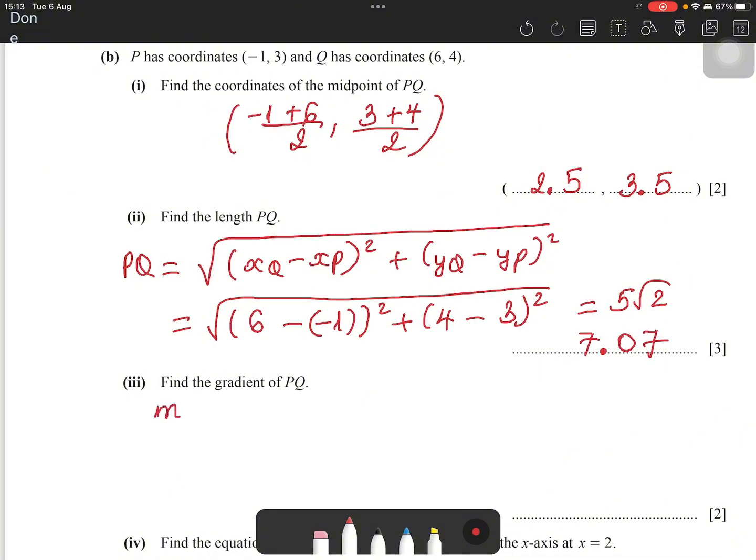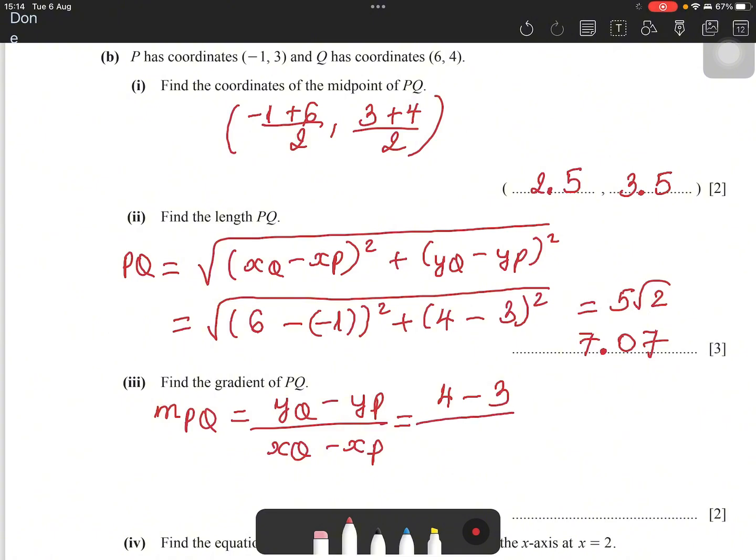Number 3, find the gradient of PQ. The gradient of PQ is equal to yQ minus yP over xQ minus xP. Difference in y over difference in x. yQ is 4 minus yP 3. xQ is 6 subtract xP -1. 4 minus 3 is 1. 6 plus 1 is 7, so the gradient is 1/7.